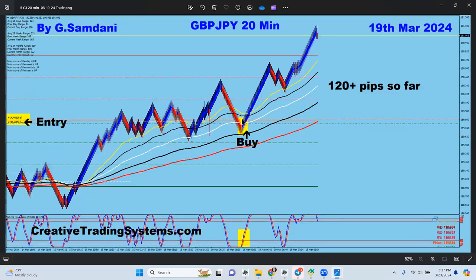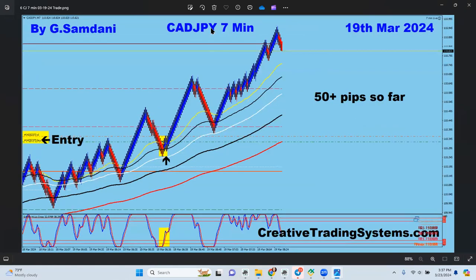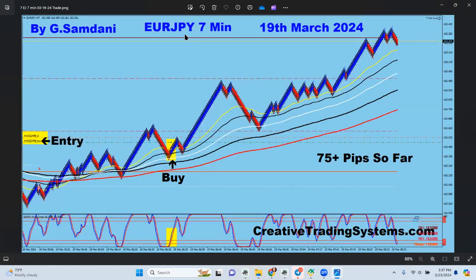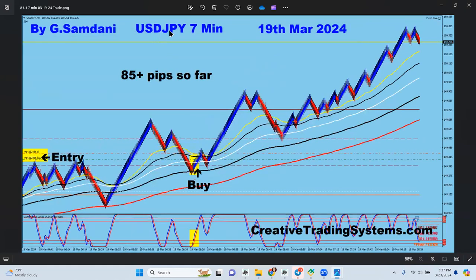Pound yen, beautiful. Well, yen, you're going to see a lot of yen long, and I'll show you why at the end. This is a buy order here on the 19th, 120 pip. And this is CAD yen. See, all yen pairs you'll see to the upside. 50 pip here. This is Euro yen, long, gone for 75 pip. And this is USD yen, buy order right there.